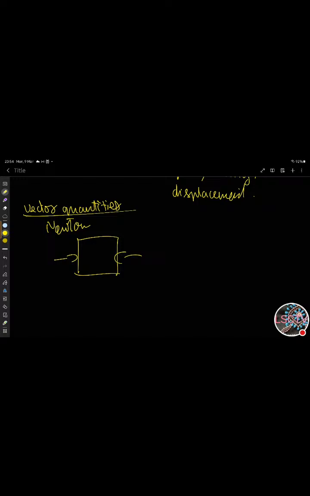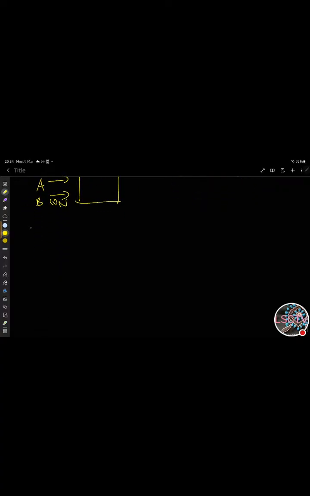Now, when you look here, let's say you're A and the other person is B. You apply 20 Newton of force, B applies 10 Newton of force. What is the net force?